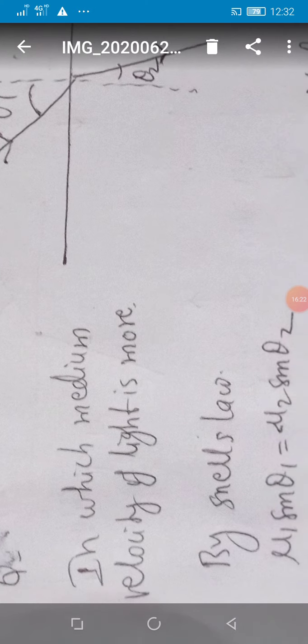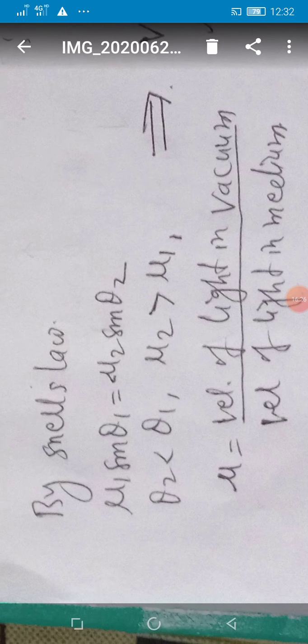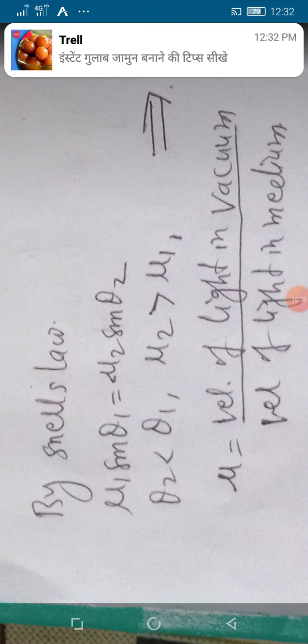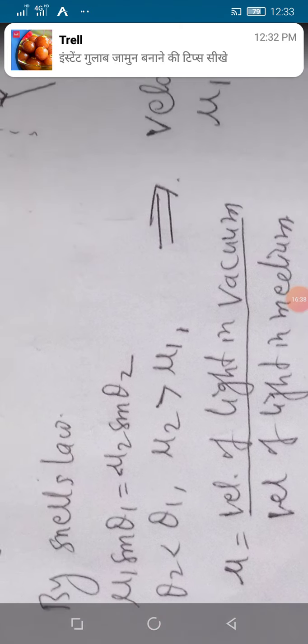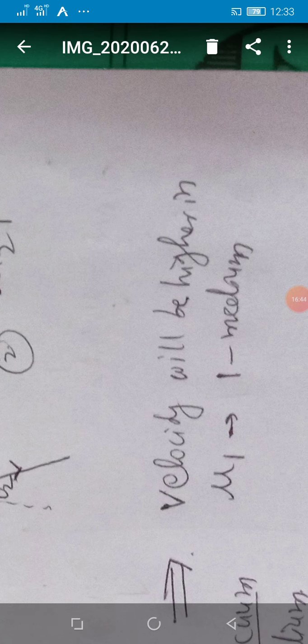Just see the solution of it. Snell's law. Product mu1 sin theta 1 equals mu2 sin theta 2. Okay, student. Now in this question it is already given, mu2 is greater than mu1. And what is mu, student? Velocity of light in vacuum upon velocity of light in medium. This means higher the mu, velocity will be less. This theory you have to apply. Velocity will be higher in mu1 in this case, because mu1 has a lesser value.